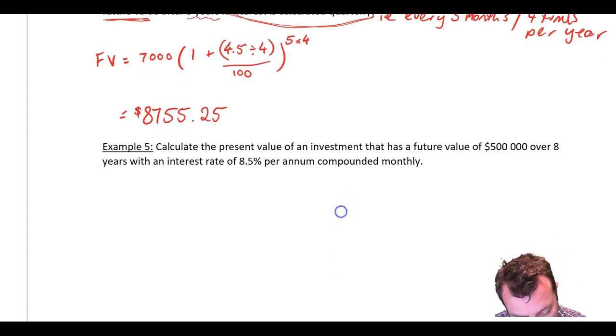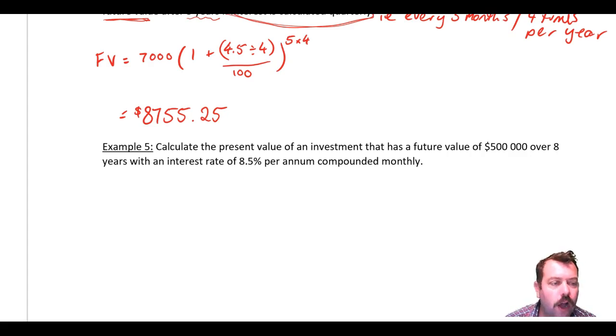Now, example 5, calculate the present value of an investment that has a future value of $500,000 over 8 years with an interest rate of 8.5% per annum compounded monthly. What does this mean? Well, I've got the future value. Let's say I'm planning in 8 years' time to have $500,000 in the bank. My bank is going to give me 8.5% per annum. So how much do I need to put in the bank now so that it will grow to $500,000?